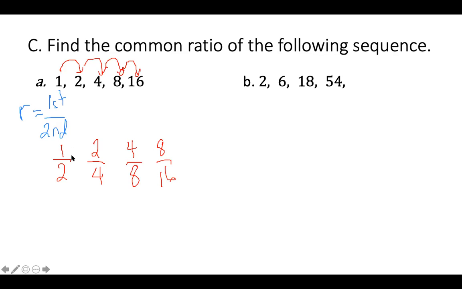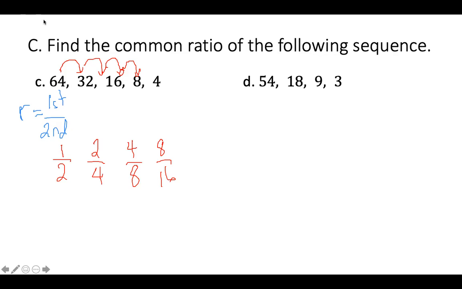So pag tinignan natin yung mga ratios, iba-iba ang mga ratios na to. Diba? So hindi pa sila common. Pero, paano natin gagawin tong common? Ang gagawin natin ay isi-simplify natin yung mga values ng ratios na to. So, ang 1/2, hindi na siya pwede ma-simplify kasi simplified na siya. Diba? Okay, oh.